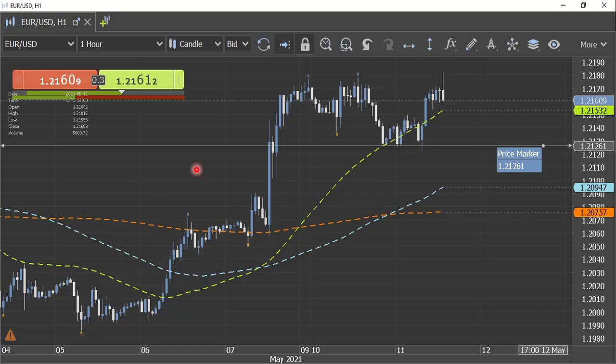If we consider this technical formation of the three SMAs, we have this crossover in place, and in the near term, as long as the price action is happening above the 50 SMA, I think we have reasons to be confident enough for the buy trade.